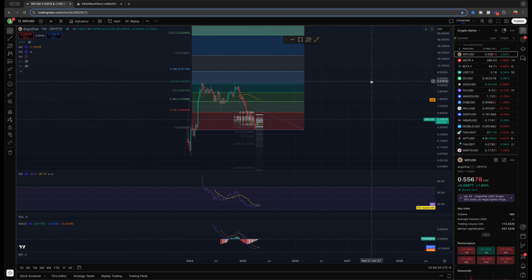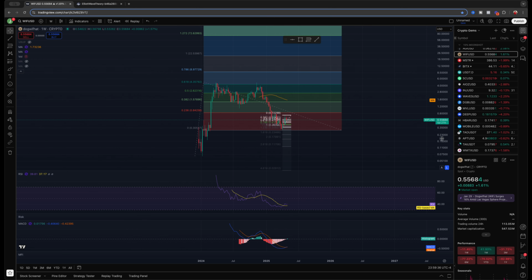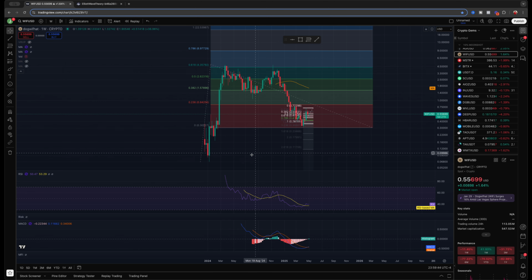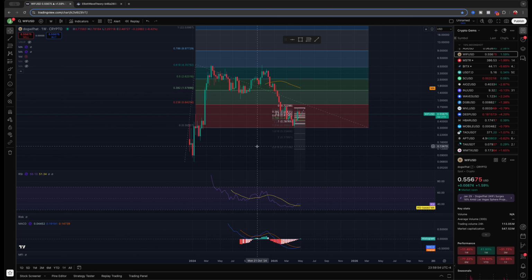So right now I have on the chart dogwifhat. This is on a weekly time frame, and I do have it on a logarithmic scale just so I could see the chart patterns a little bit better. Now, this chart doesn't have a ton of price history, but it is enough for us to make some analysis right now. And the main way that I am looking at this chart pattern is through Elliott Wave.